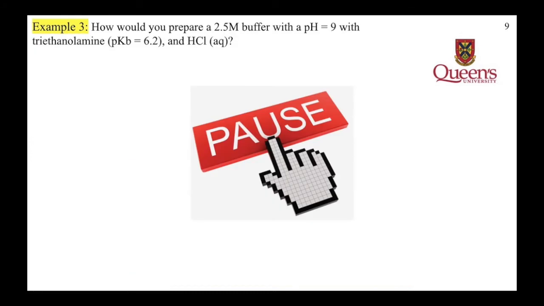Awesome job with the second question. Now let's move on to the third and final question. The question reads, how would you prepare a 2.5 gram per mole buffer with a pH of 9 with triethylamine with a pKb of 6.2 and HCl? Remember to pause the video and try this question on your own.